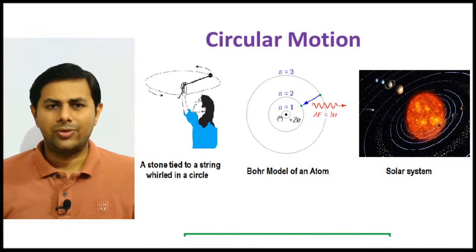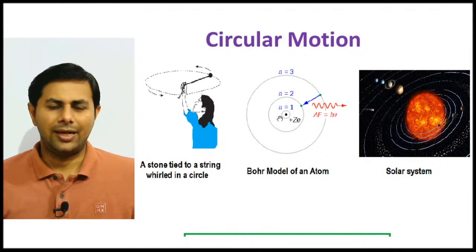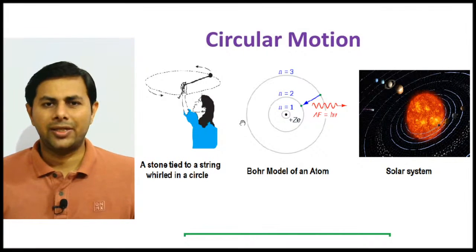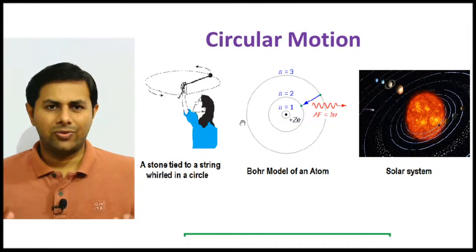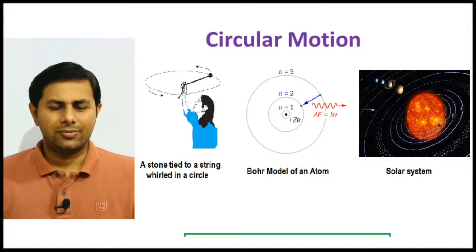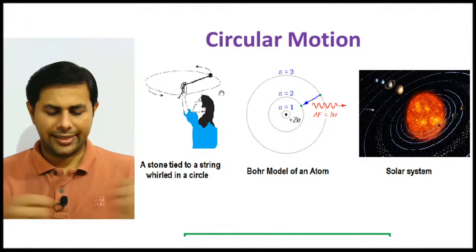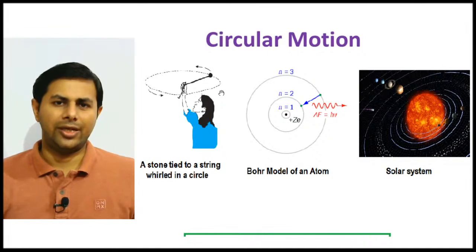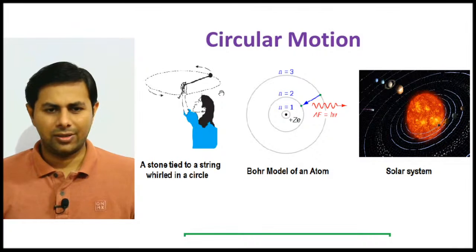Today we are going to talk about circular motion, and this is a very important topic. If we just look at some examples of circular motion, we'll come to know how important it is. For example, if we take a stone tied to a string and whirl it in a horizontal circle, it's one of the examples of circular motion.